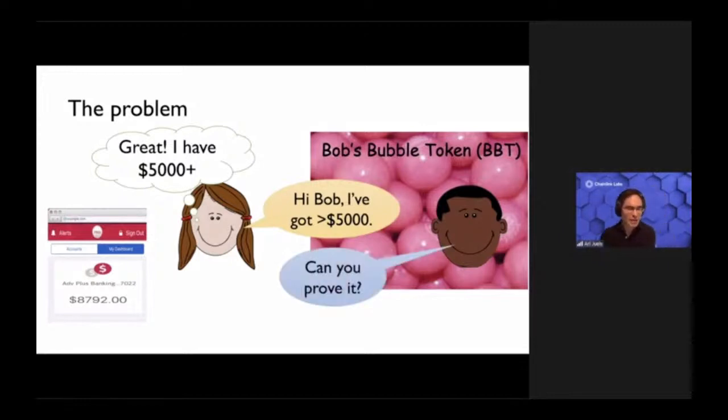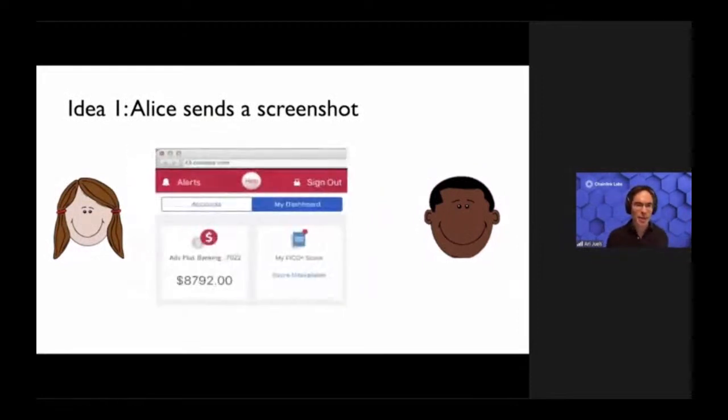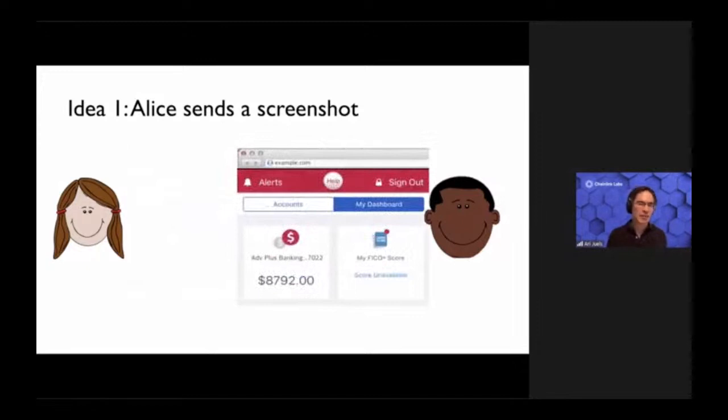So how can Alice prove to Bob that she has a bank account with at least $5,000 in it? First idea is for Alice to take a screenshot of her bank account balance and send it to Bob. But this is a problem in that it's relatively easy to modify a screenshot using, say, Photoshop. Alice might have no money in her account and yet pretend to be a multimillionaire. So clearly this isn't going to work.